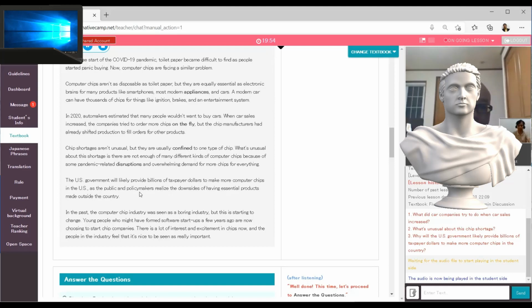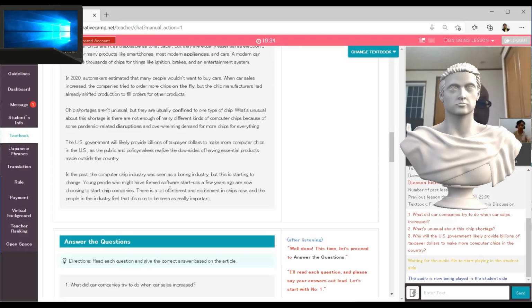The US government will likely provide billions of taxpayer dollars to make more computer chips in the US, as the public and policymakers realize the downsides of having essential products made outside the country. In the past, the computer chip industry was seen as a boring industry, but this is starting to change. Young people who might have formed software startups a few years ago are now choosing to start chip companies. There is a lot of interest and excitement in chips now, and the people in the industry feel that it's nice to be seen as really important.